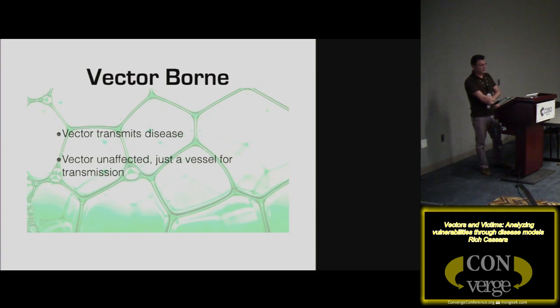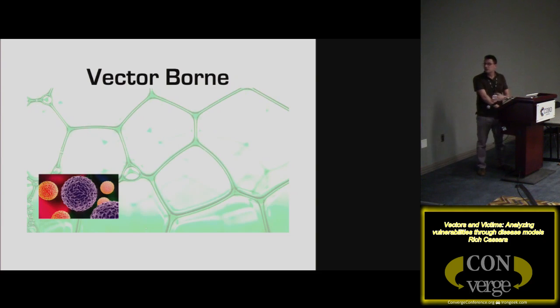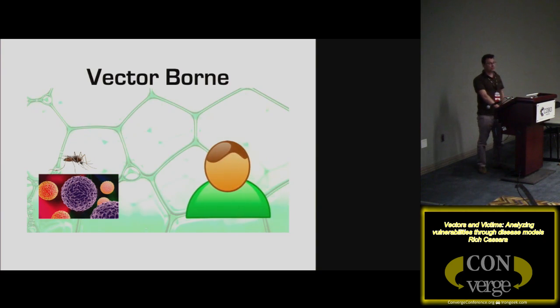So we're going to move on from direct transmission to talking about vector-borne diseases. In a vector-borne disease, a vector is anything that transmits the disease to another organism, but the vector itself is unaffected. It's just the vessel that the disease goes through. Most commonly, mosquitoes, but there are other insects and other things that can be vectors for disease. So we're going to look at mosquitoes here. Here we have a virus like dengue or Zika, and the mosquito comes along and gets this virus inside its gut, and it doesn't bother the mosquito at all.